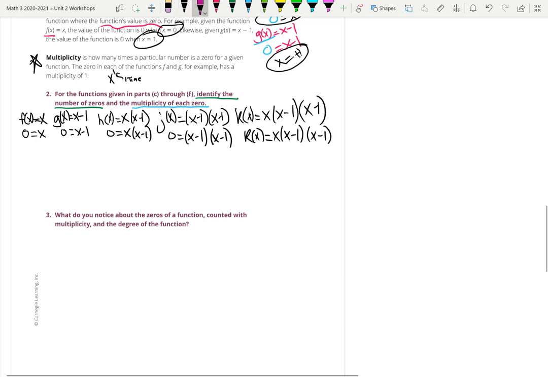I know that for the function f of x, 0 is going to be the solution. Why? 0 equals 0. So x is equal to 0, and that's it. There is 1 zero, 1 x-intercept, and it has a multiplicity of 1.